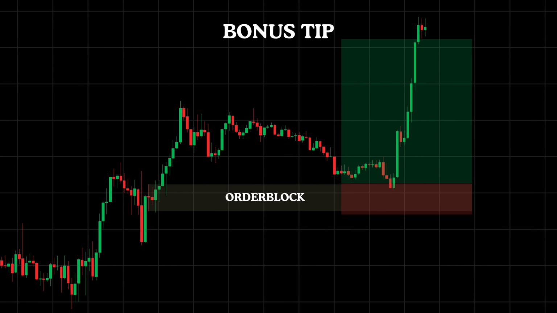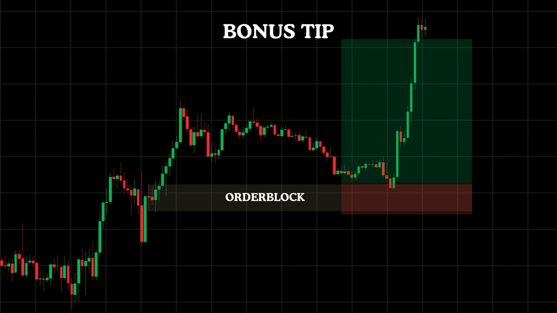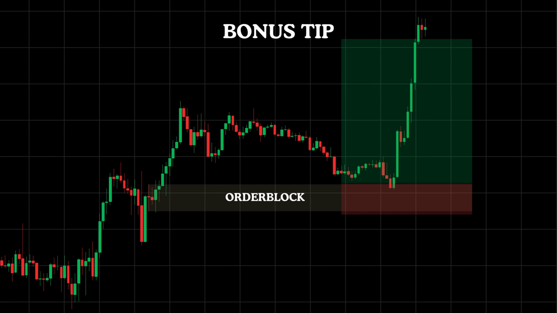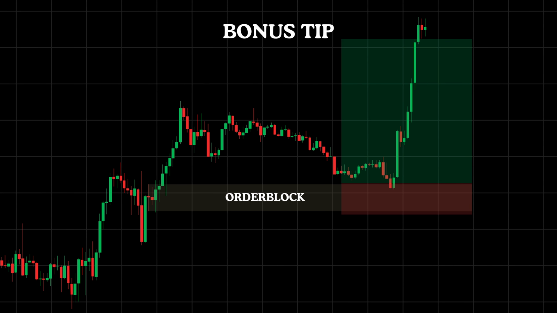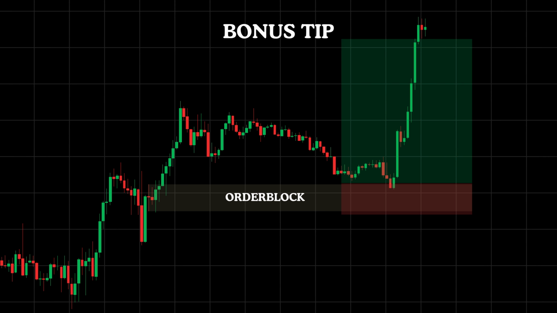That's how professional traders operate. No need to overcomplicate things, just mark your zone, wait for confirmation, and execute with confidence. Simple as that.